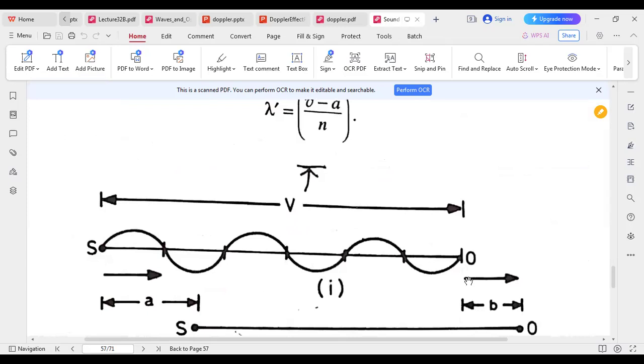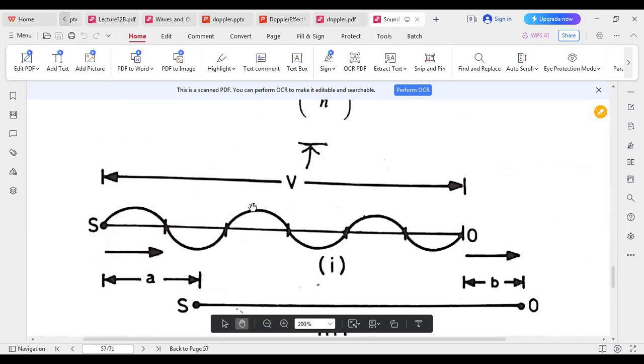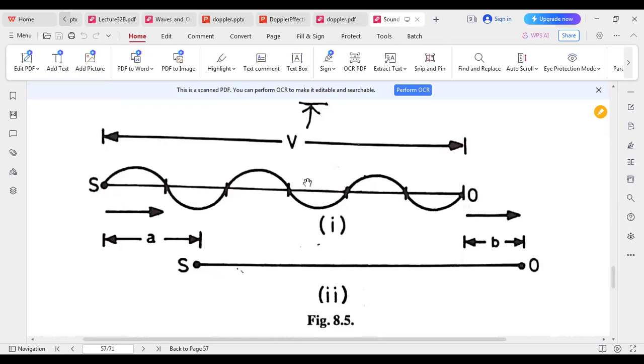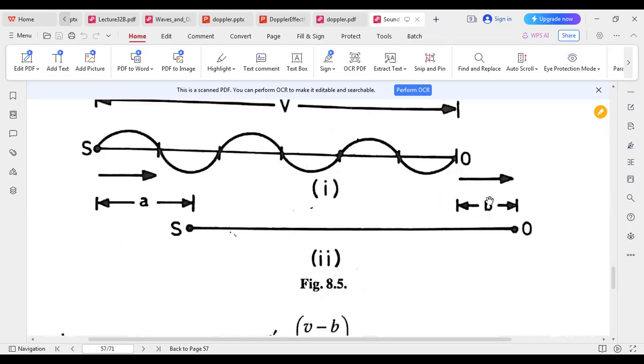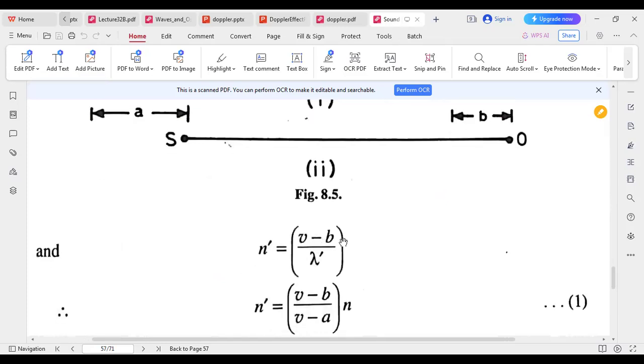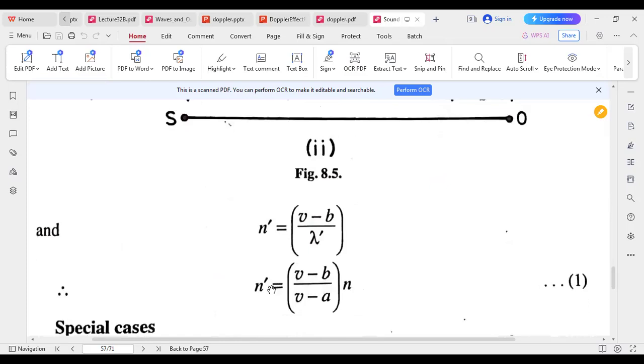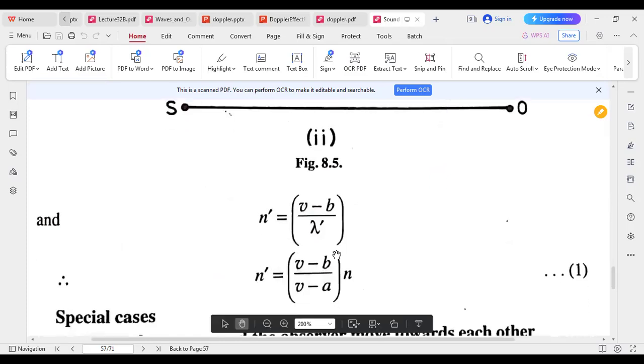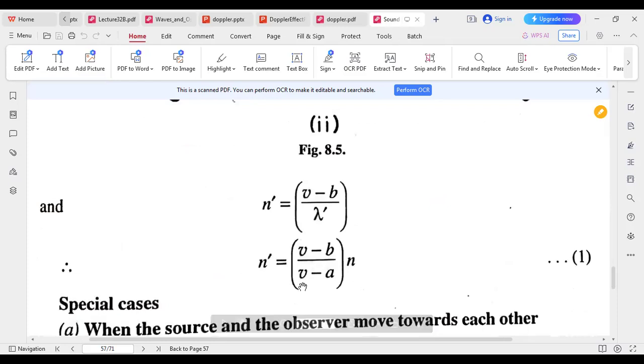So this is the source and this is the observer. Their distance in 1 second is s equals v t, s equals velocity multiplied by 1. This is why velocity equals distance. Now if the source moves towards the observer and the observer moves away from the source by b length, and this is the length. So the apparent pitch will be v minus b by lambda dash, and in this way n dash equals v minus b divided by lambda dash. Putting the value of lambda dash, we get this one.